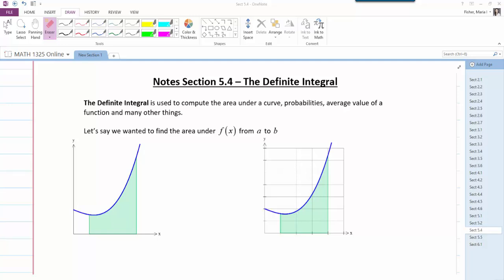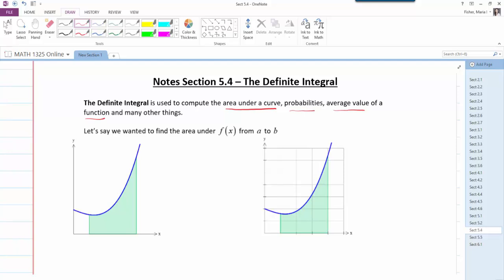Section 5.4 deals with the definite integral. Now, the definite integral is used to compute area under the curve, probabilities, average value of a function, and many other things. So what we're going to do is start by trying to figure out how we would compute the area under a curve, and that will lead us to the definite integral.